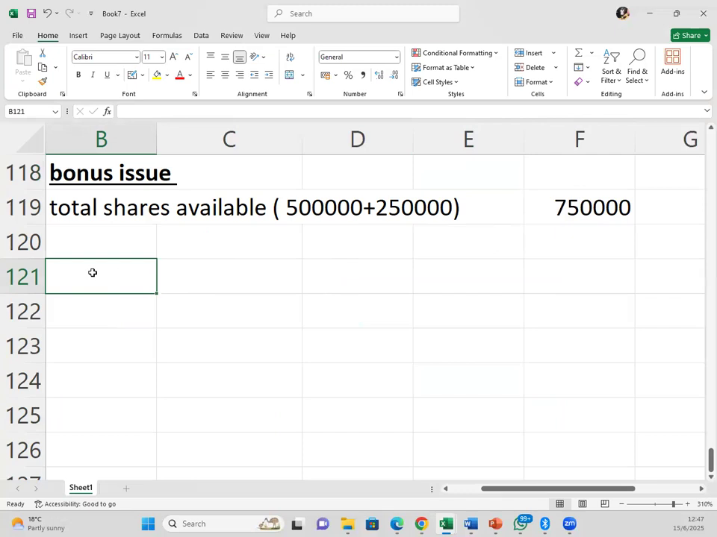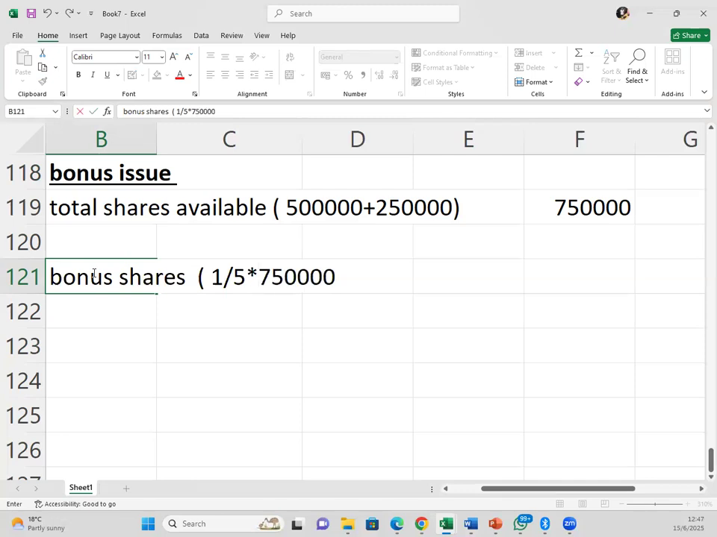So now let's go and check. And the bonus issue, it was how many for how many shares? What was the ratio for the bonus issue? 1 for every 5. So for the bonus shares, 1 for every 5. That's 1/5. Of how many shares? 1/5 of the shares which we now have.